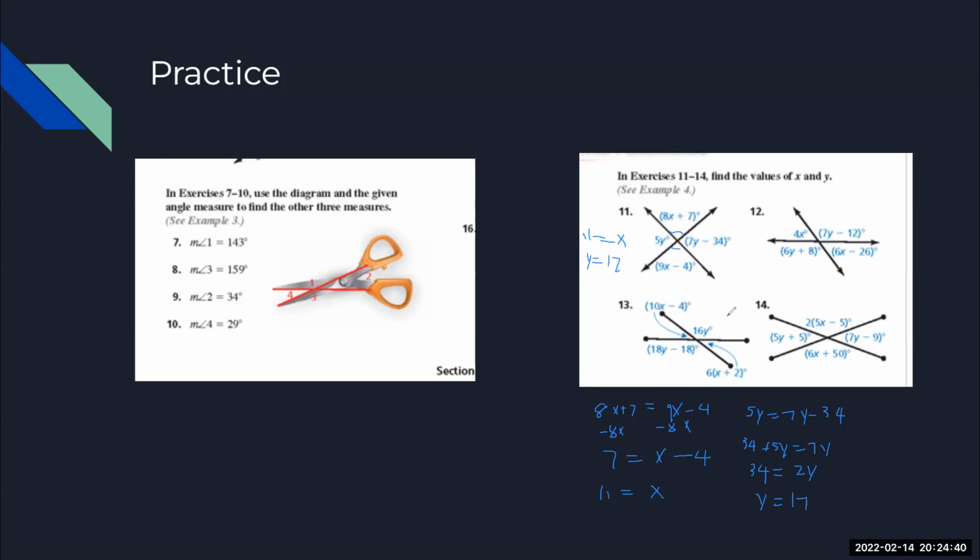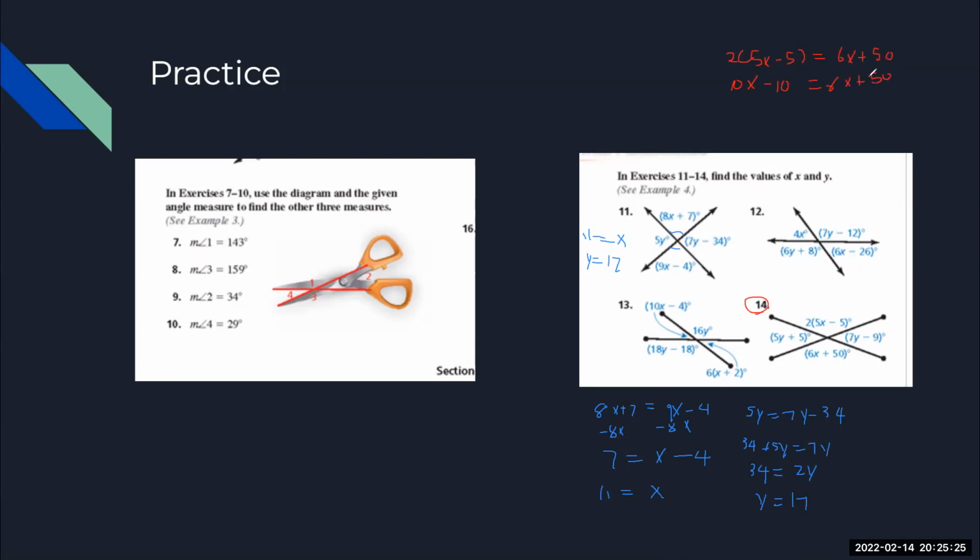In a different color, I'll do number 14. All right, let's see. Just like number 11 but with different values, you know that 2 times 5x minus 5 is equal to 6x plus 50 because of the vertical angles are congruent theorem. So basically, 2 times 5x minus 5 is equal to 6x plus 50. This would get me 10x minus 25. Oh, sorry, 10x minus 10 if I distribute it.